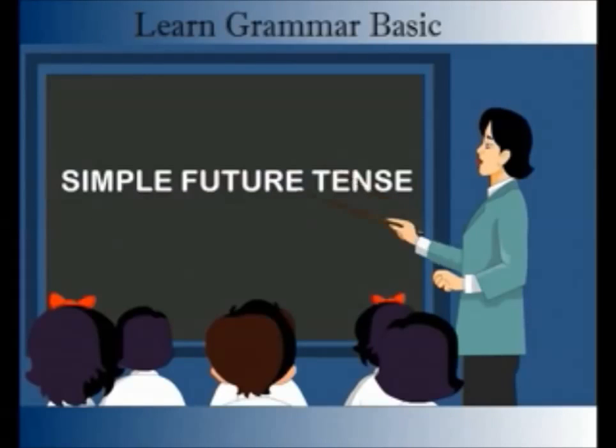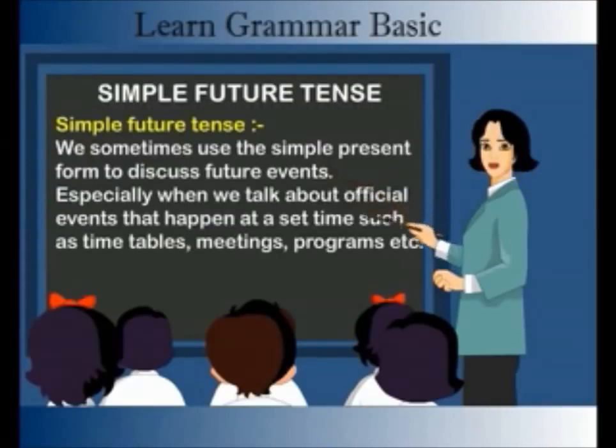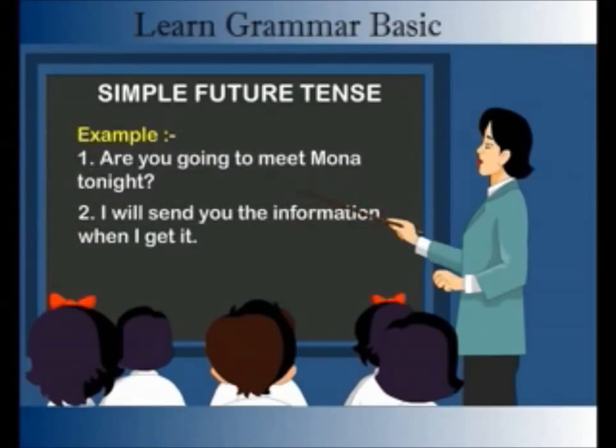Simple future tense. We sometimes use the simple present form to discuss future events, especially when we talk about official events that happen at a set time, such as timetables, meetings, programs, etc. Example 1. Are you going to meet Mona tonight? 2. I will send you the information when I get it.